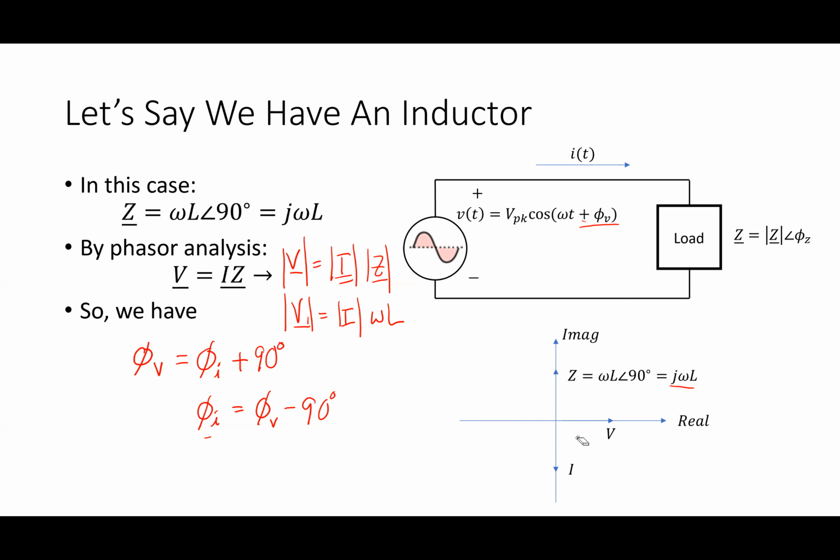In this case, is that current leading or lagging the voltage? It would be lagging, correct? Its angle is behind the angle of the voltage. It is a more negative angle, if you will. It's 90 degrees behind.